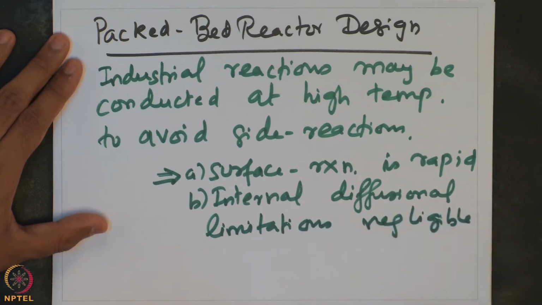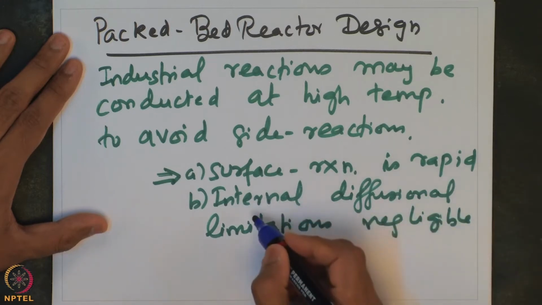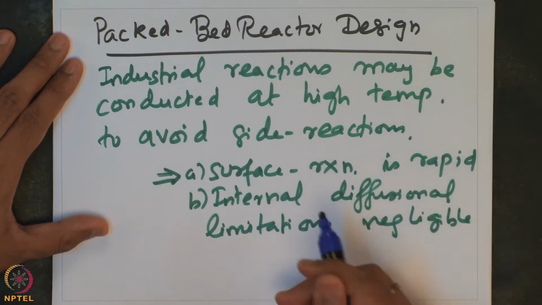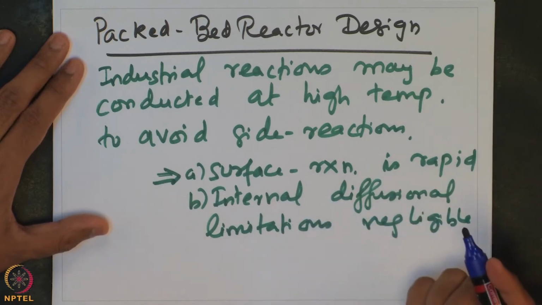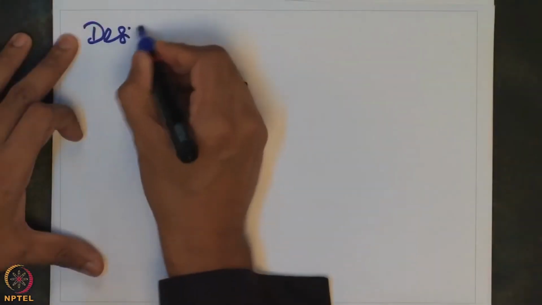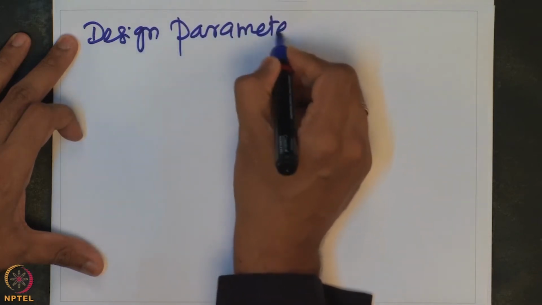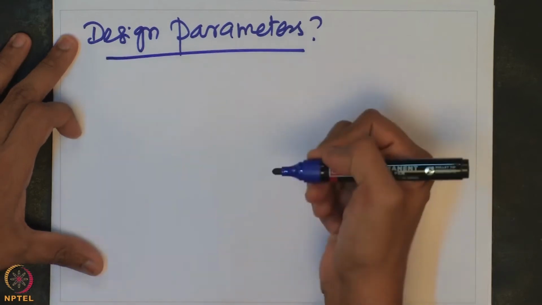In fact, in one of the future lectures, we will actually see how to combine both the internal diffusional limitations and the external diffusional limitations. So, what are the design parameters of a packed bed reactor? What are the design parameters?